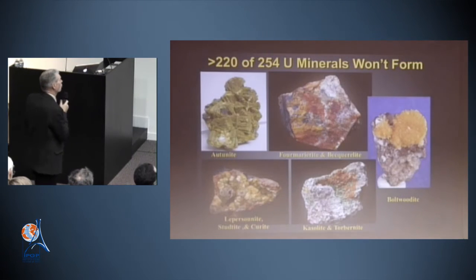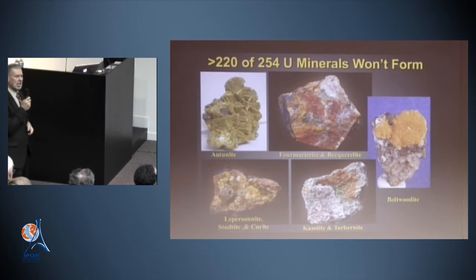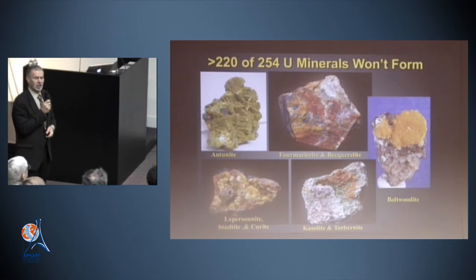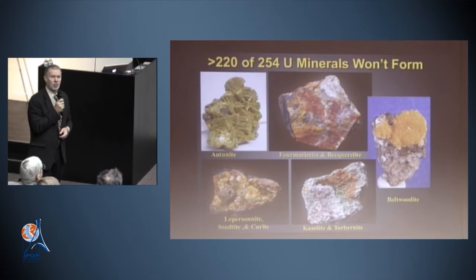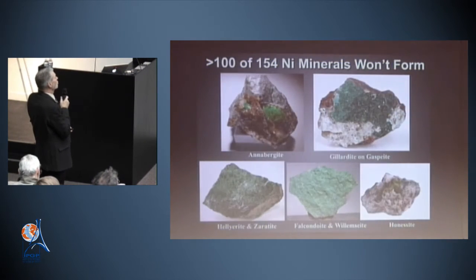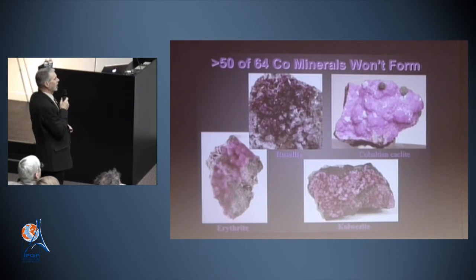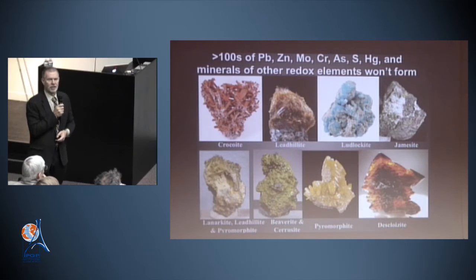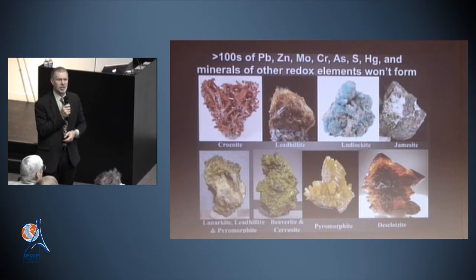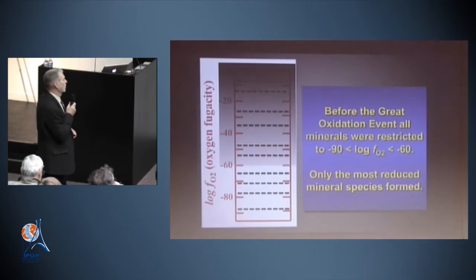The same thing is true for almost all of the uranium minerals. 90% of the uranium minerals contain the uranyl ion, which is the result of oxygenation. Almost all the nickel minerals, almost all the cobalt minerals, and in fact, all those redox-sensitive elements, there are thousands upon thousands of minerals that simply cannot form because they require oxidation states that are much higher than that redox buffer. That's the simple argument that we make.